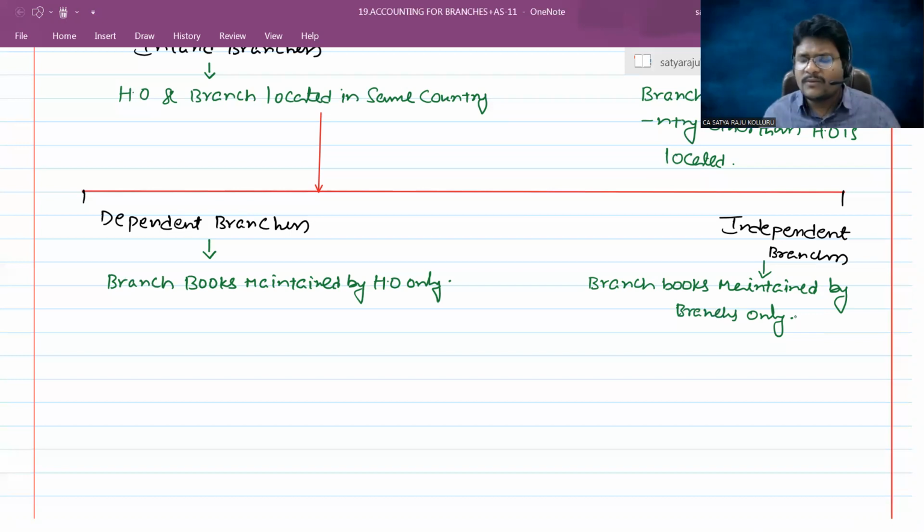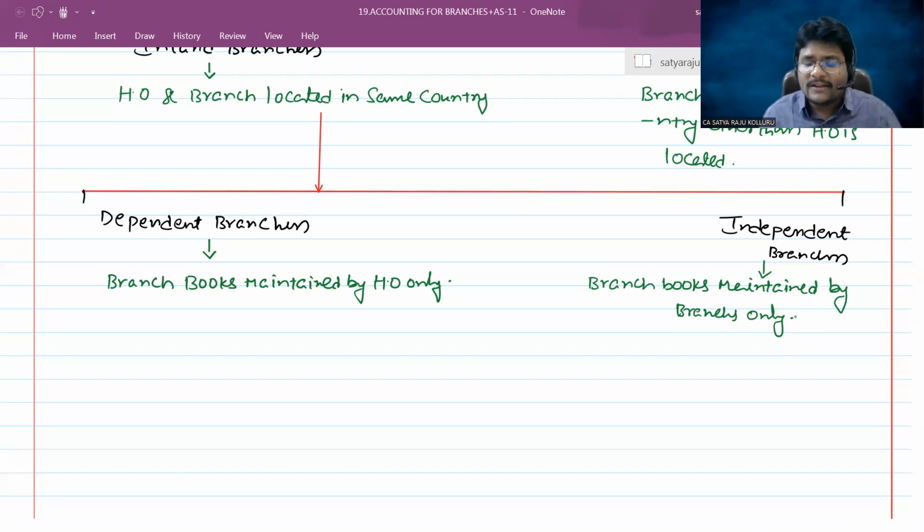The general accounting treatment, if it is other than a company, if it is a sole proprietor or a partnership firm, the generally accepted accounting principles are applicable. If it is a company, Companies Act 2013 provisions need to be applicable with respect to the head office for the preparation of financial statements I am talking.